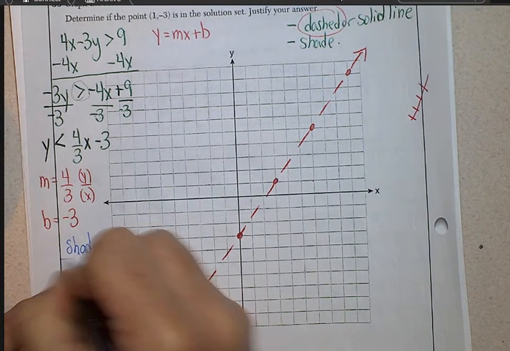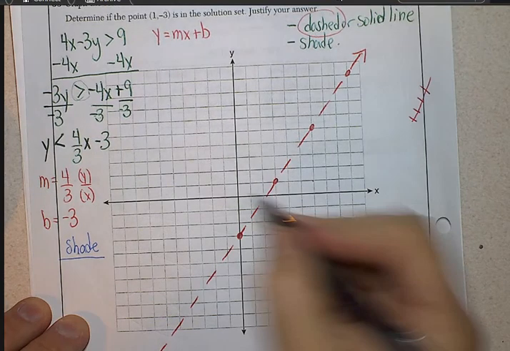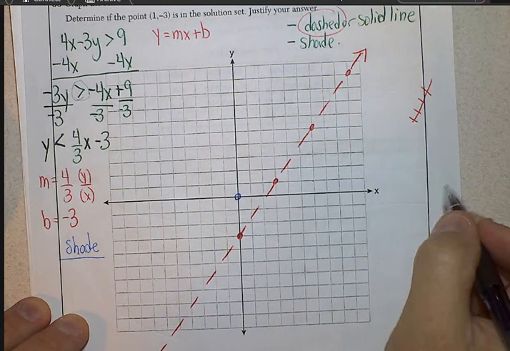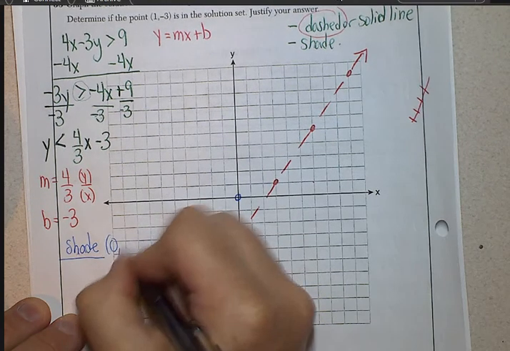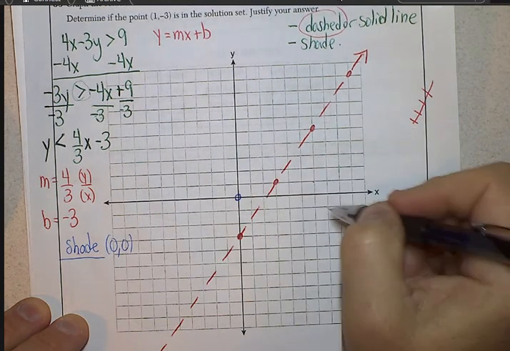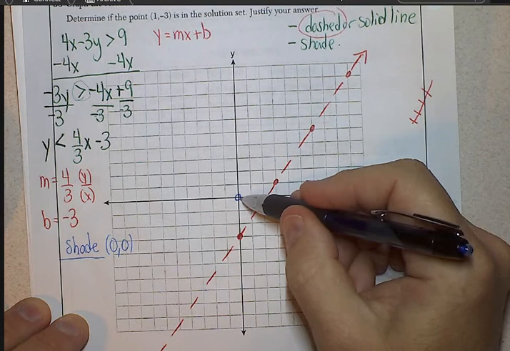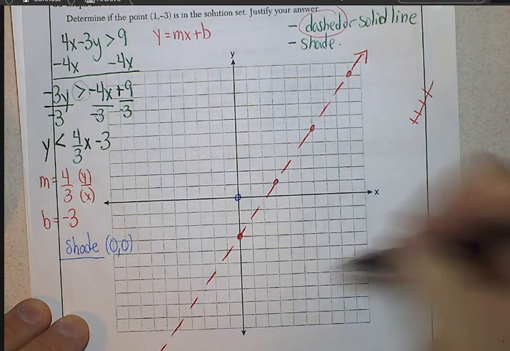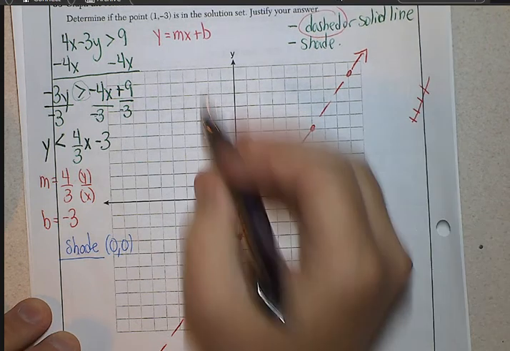And when we shade, we want to pick a point that's definitely on one side of the line. That's a great point to pick, which is (0, 0). It's definitely on this side. If (0, 0) makes it true, I'm going to shade the half it came from. If it doesn't make it true, I shade the other half. It's that simple. So I go back to the original inequality.